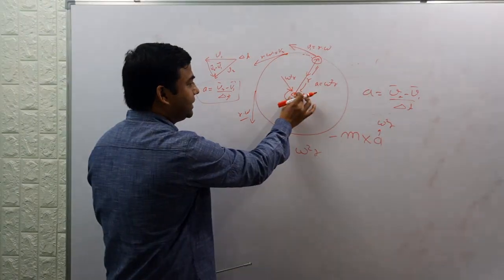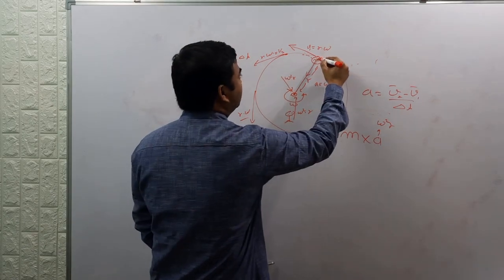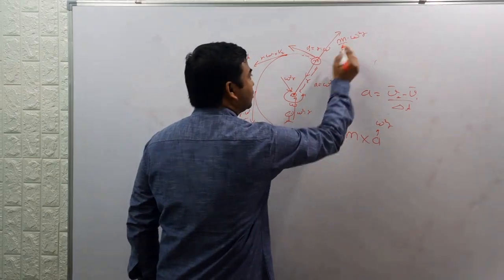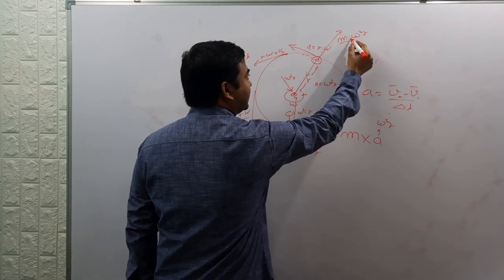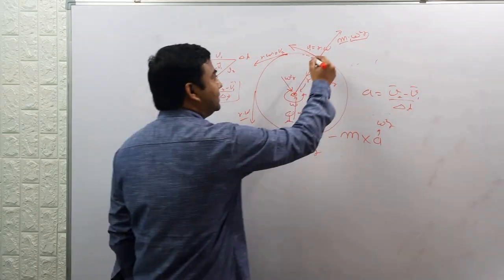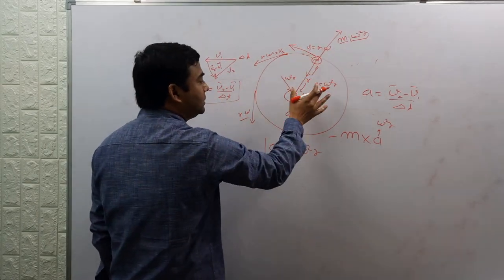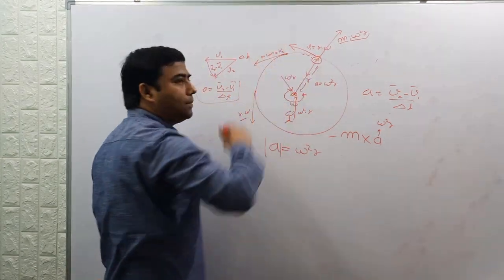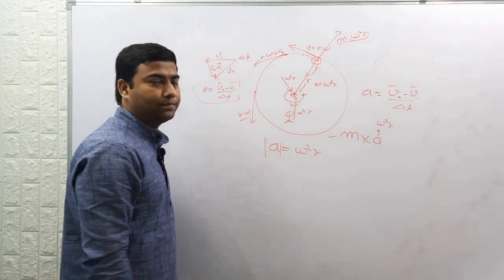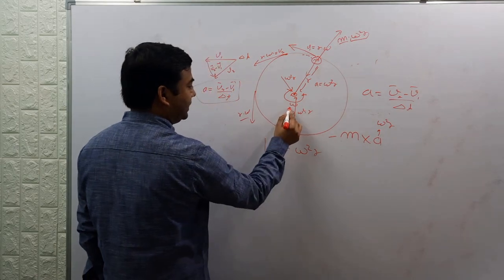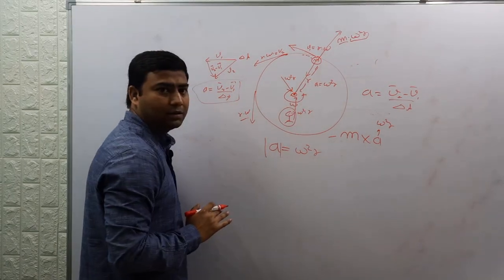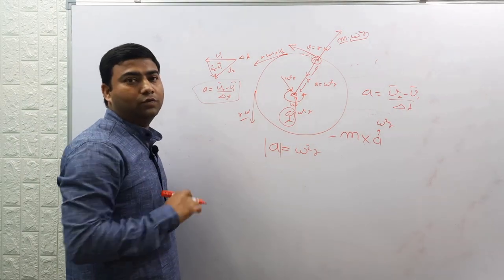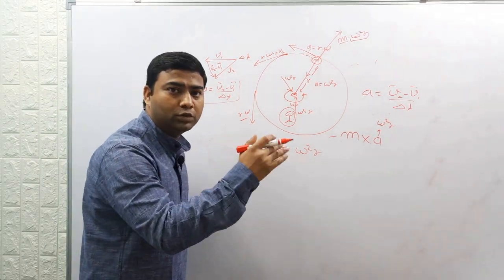Pseudo force direction is always opposite to the direction of acceleration of the frame. So this frame is accelerating in this direction, hence the pseudo force on this mass will be towards this, with magnitude equal to m omega square r. M is the mass of this particle, omega square r is the acceleration of this rotating frame, and this direction will be outward from the center because the acceleration of the frame is towards the center, and the direction of the pseudo force will be opposite to the direction of acceleration of this frame. Hence, when we observe this particle from here, we have to apply a force m omega square r, that is the pseudo force.